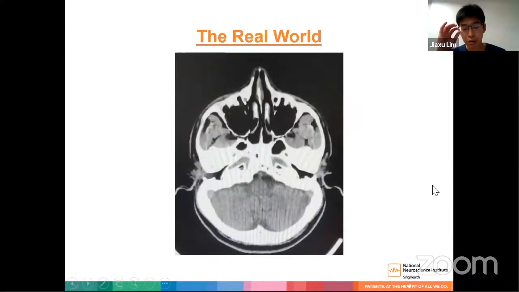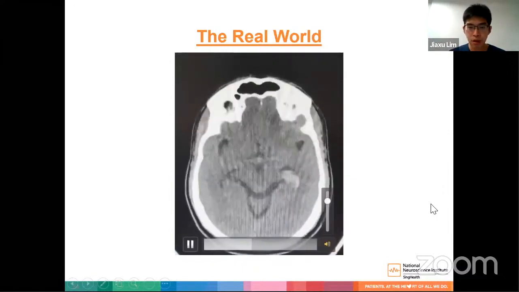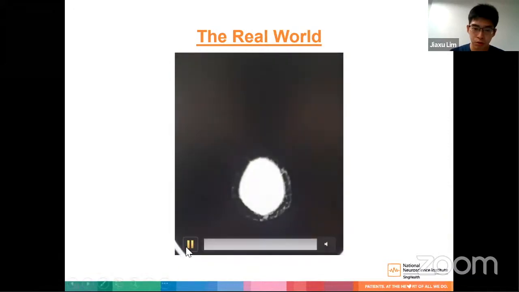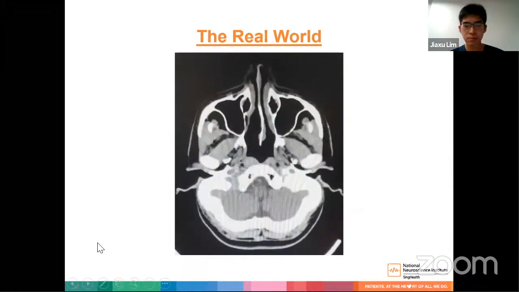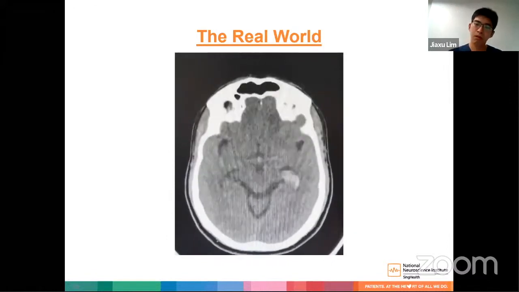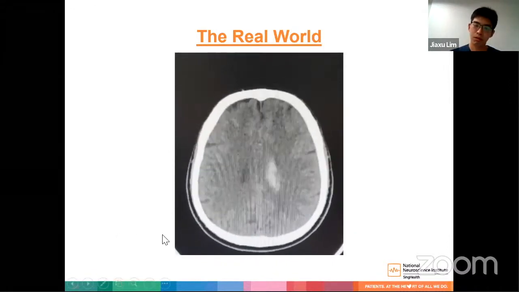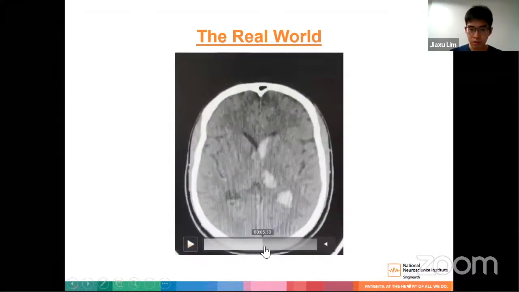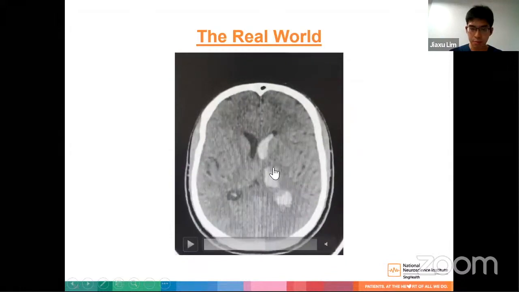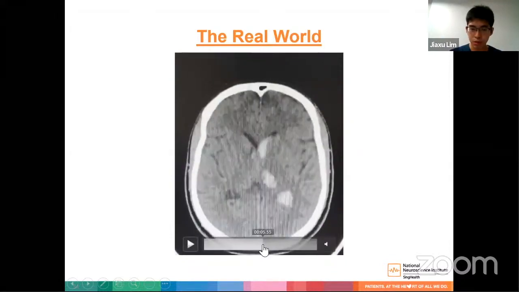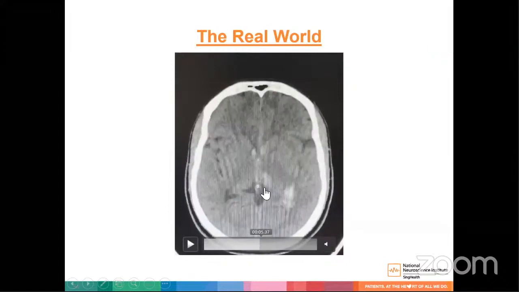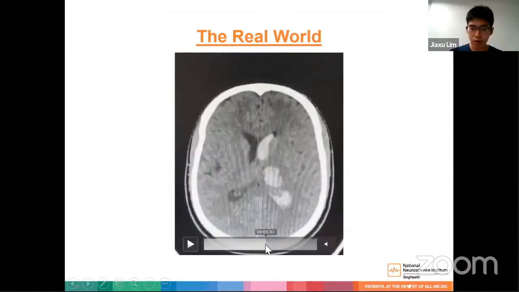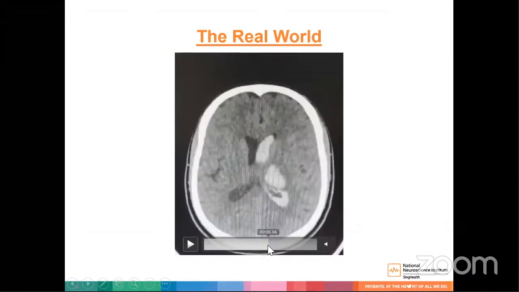This is a scan of a middle-aged gentleman with uncontrolled hypertension. The patient presented with acute right-sided weakness. All right, so if your answer for this scan is, you can see a left-sided thalamic lesion. We know this is thalamus because we can identify the third ventricle and this is the lateral wall. There's a small-sized thalamic intracerebral hematoma with probably mild mass effect.